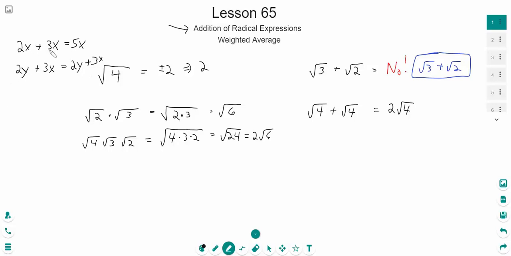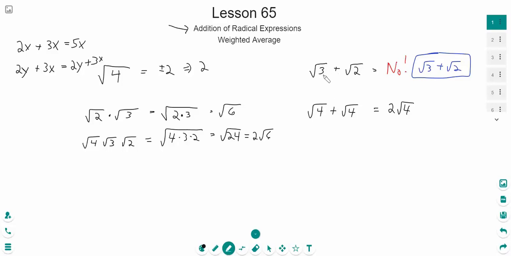We add the coefficients. If they're not like terms, we can't do anything with them. Same thing applies to the roots. All right, so if we move over into the root world here, we have the square root of 3 plus the square root of 2. We can think of these as not being like terms.